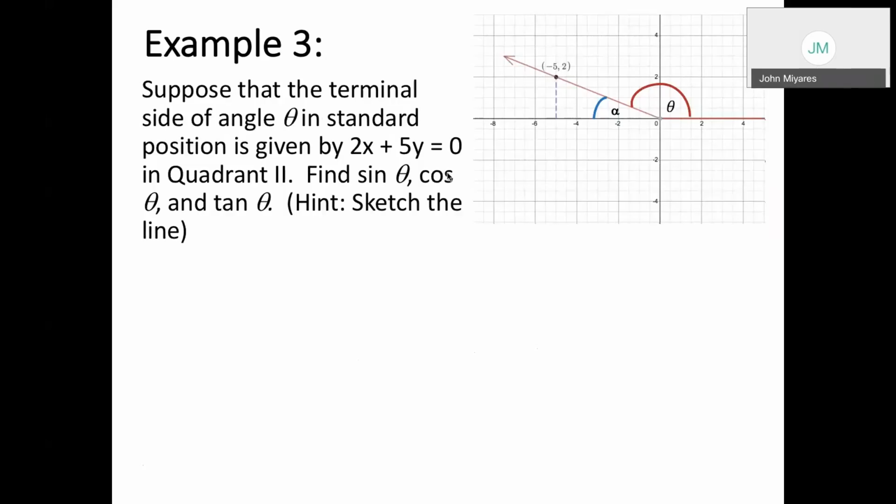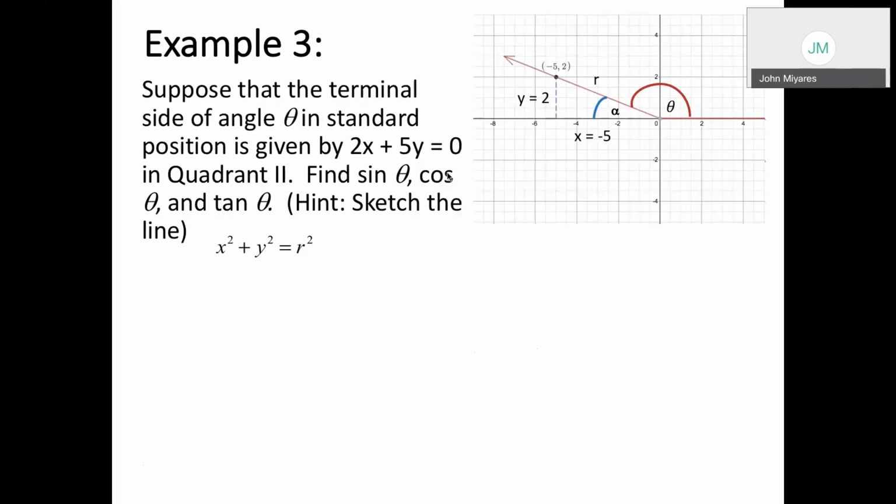Now let's label some side lengths. The opposite side, or the y, is going to be 2, and the adjacent side, or the x value, is going to be negative 5 because we are heading in the negative direction along the x-axis in order to get there. The value of r is still a bit of a mystery here, but we can still solve for it using the Pythagorean theorem.